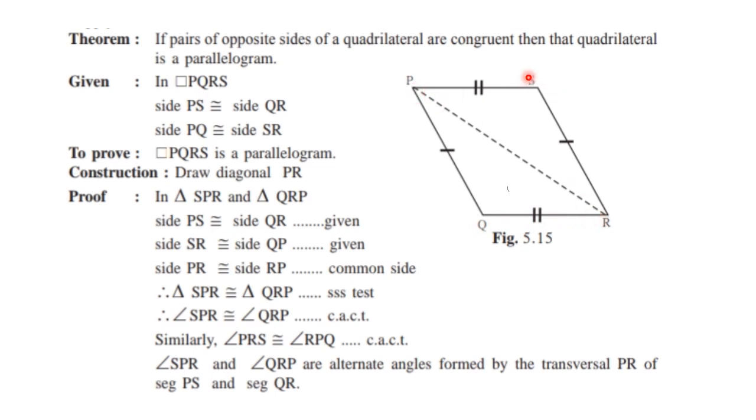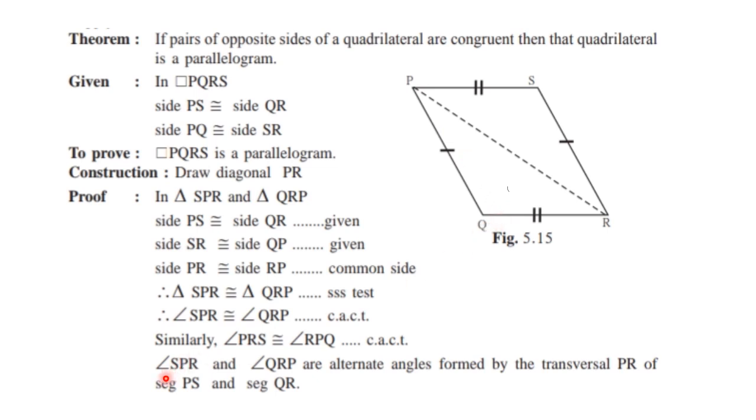So in triangle SPR and triangle QRP, side PS is congruent to side QR, it is given. Side SR is congruent to side QP, it is given. Side PR is congruent to side RP, common side. Therefore, triangle SPR is congruent to triangle QRP by the SSS test. Therefore, angle SPR is congruent to angle QRP by CACT. Similarly, angle PRS is congruent to angle RPQ by CACT.